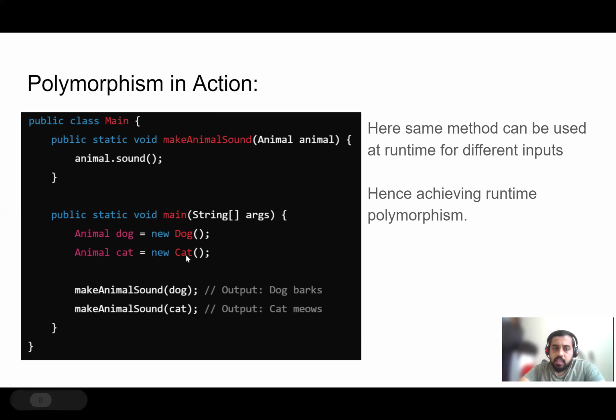Same method. Next, I created a cat object and passed the cat object to it. Same method. So a single method can handle multiple objects which are children of this animal. It may be 1,000 or 2,000 objects of different child types. The same method is able to handle them, and both will print output successfully.